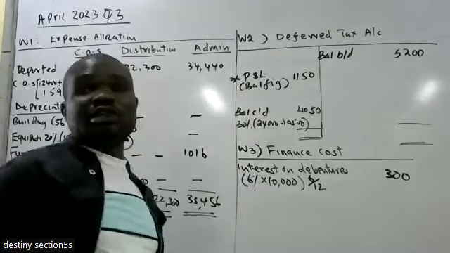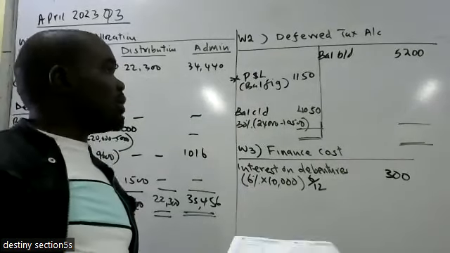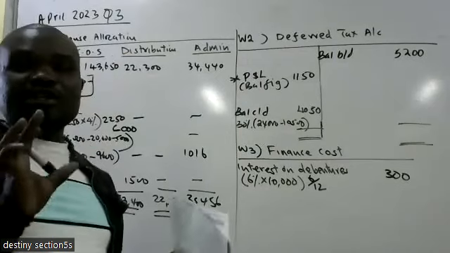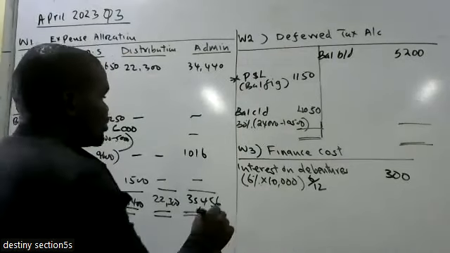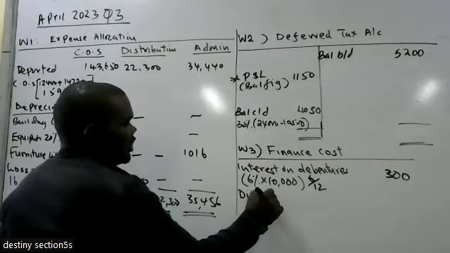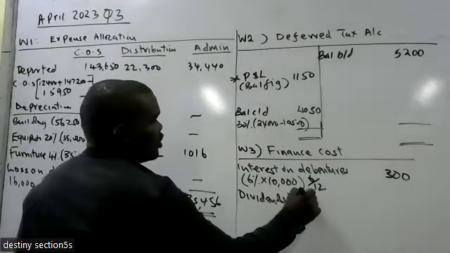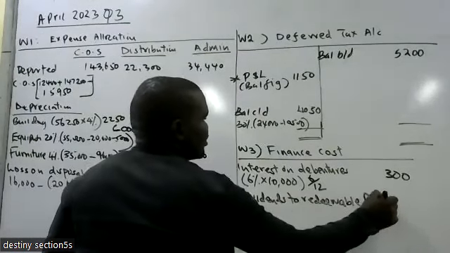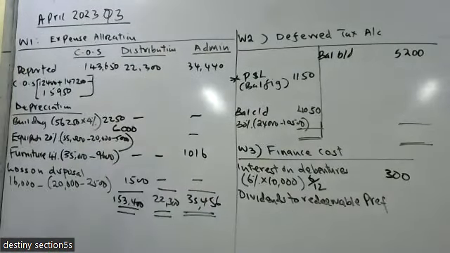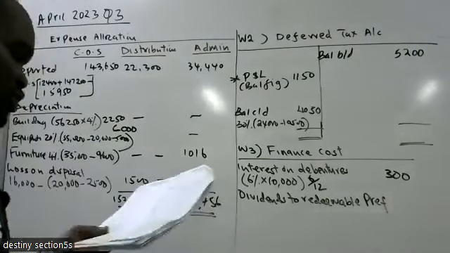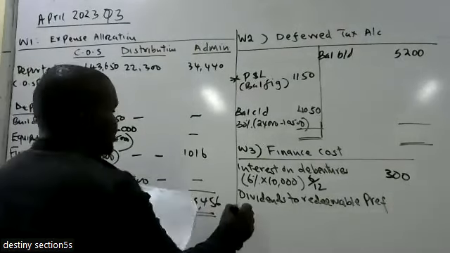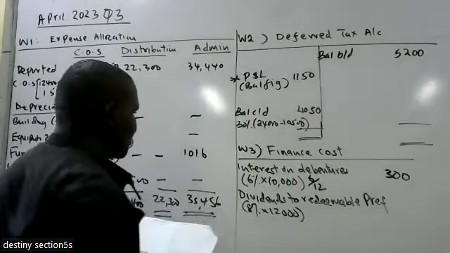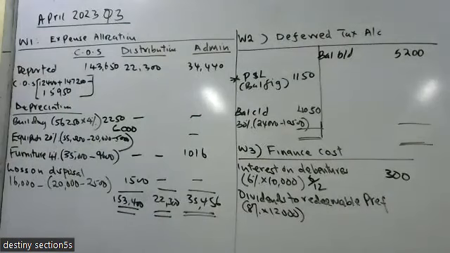Then I told you yesterday during the introduction to publish, dividends you are paying to redeemable, that is like finance cost. So dividends to redeemable preference. Dividends to redeemable preference is part of finance cost. So it is 8% of 12,000. What is 12%? 8% of 12?